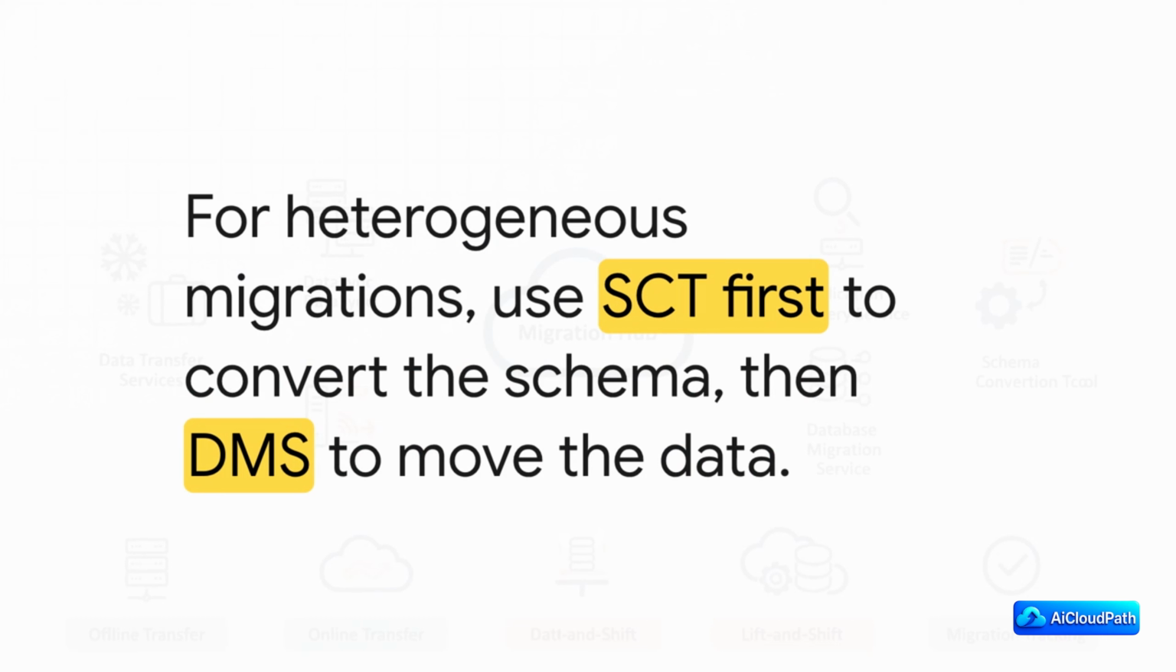Now, this is a huge exam tip, so listen closely. If you are changing database engines, say moving from Oracle to Aurora, what we call a heterogeneous migration, you always use SCT first and then DMS. SCT translates the blueprint of the database, and DMS moves the actual contents. You have to build the new container before you can fill it.